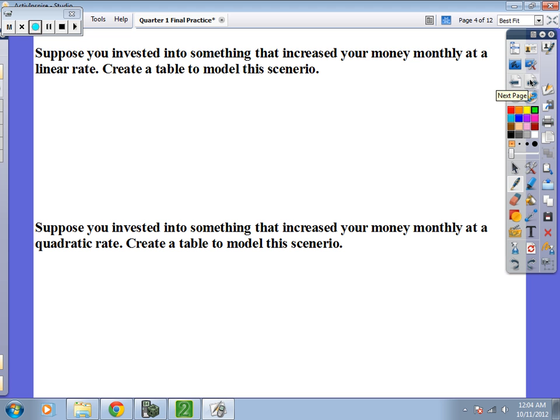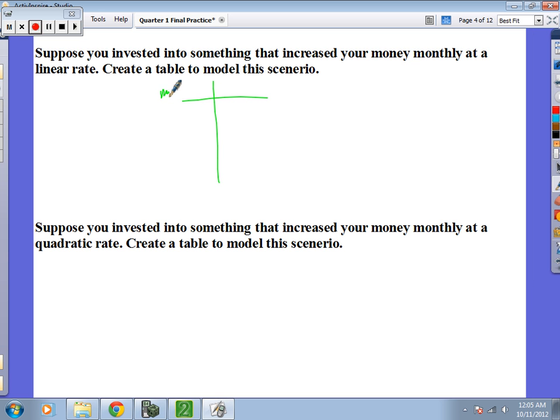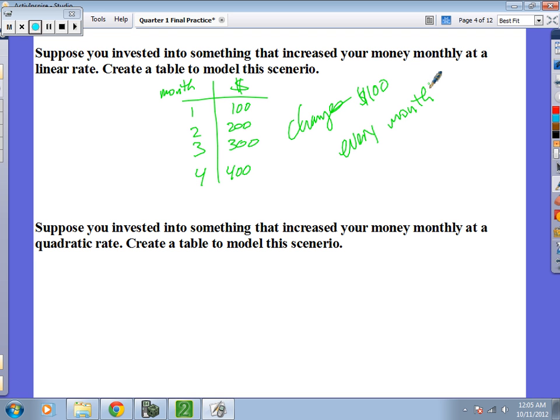Suppose you invest into a bank account or something and your money grows at a linear rate. So a table, this is going to be month, this is going to be your money. So month 1, let's say you've got $100. Month 2, you got $200. Month 3, you got $300. Month 4, you got $400. So it changes $100 every month. That's linear. So it's constant, it's dependable, same rate every month.